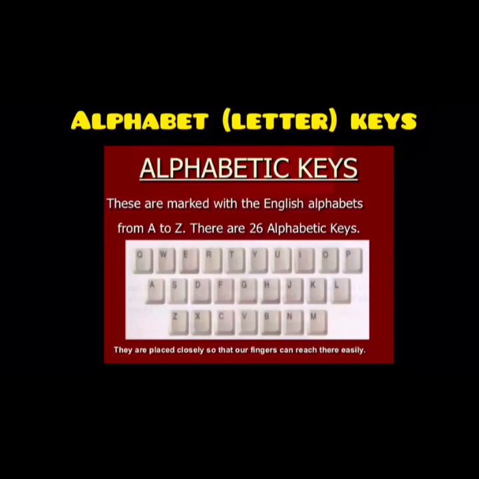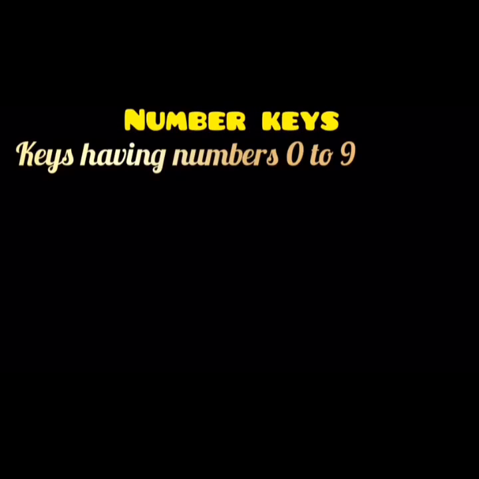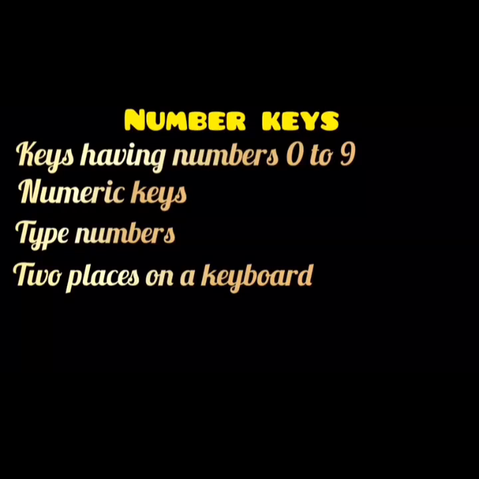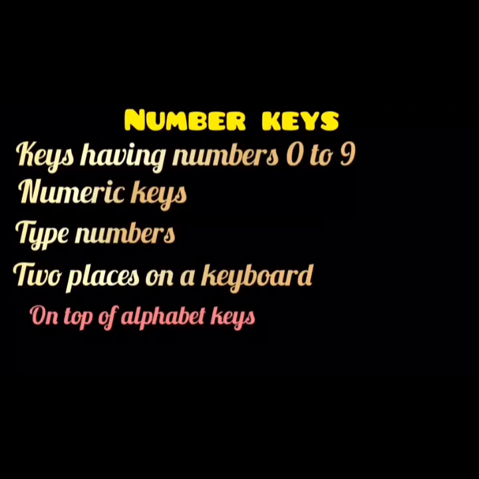The next type of key we are going to discuss is number keys. The keys that have numbers from 0 to 9 on them are called number keys. The other name for number keys is numeric keys. And what is the use of these number keys? We can type numbers. So on this keyboard, at 2 places we have number keys. One is on the top of the alphabet keys and the other one is on the right side of the keyboard, and it is called the numeric keypad.